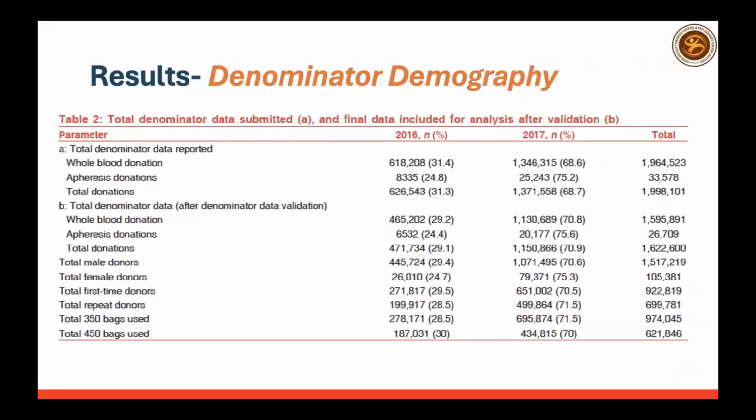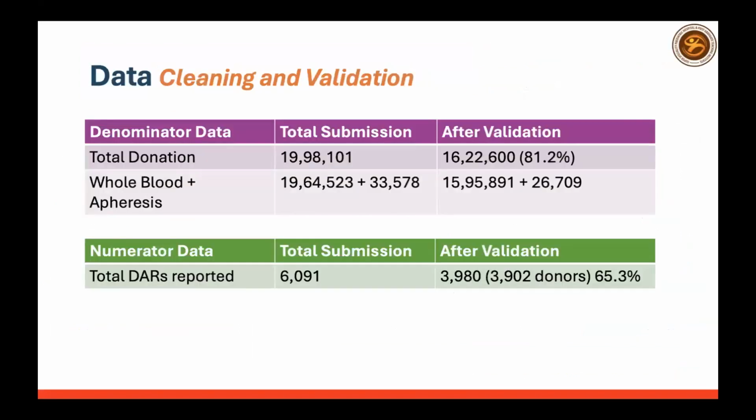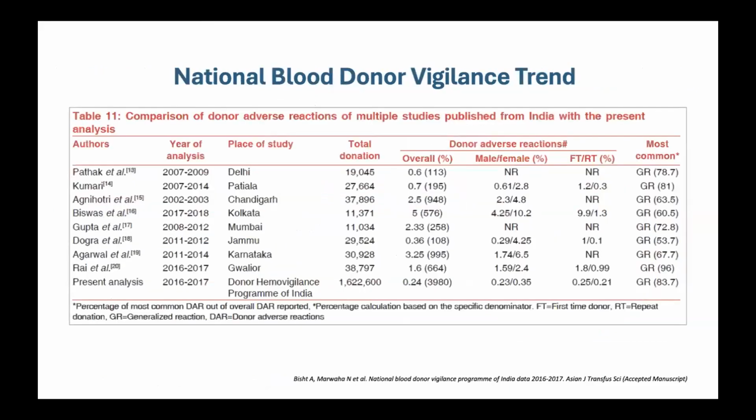For the denominator data, we had very high numbers reported on the donor side: 19 lakh reported, and after validation we had only 16 lakh donor reports, and the reactions reported were around 4,000. The most common reaction reported by the National Donor Hemovigilance Program was generalized, followed by local and others which were wrongly classified. Our national data reported 2.45 donor reactions per 1,000 donations in our country.